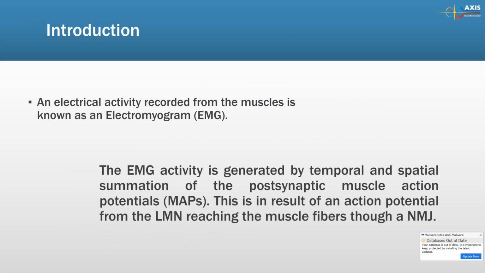So by definition, EMG is an electrical activity which is recorded from muscles, and it's known as electromyogram. The EMG activity is generated by temporal and spatial summation of the postsynaptic muscle action potentials. They are known as MAPs, and this is a result of an action potential from a lower motor neuron reaching the muscle fiber through the neuromuscular junction.